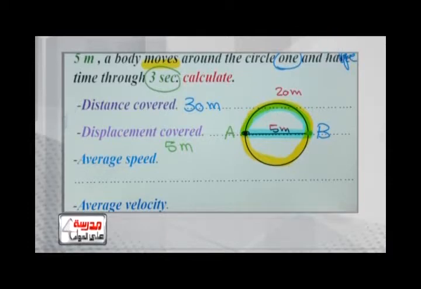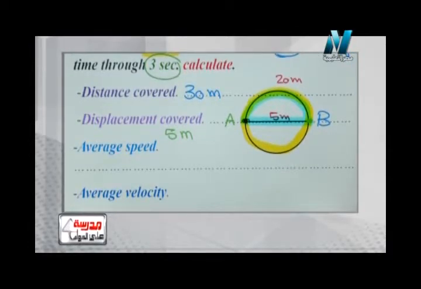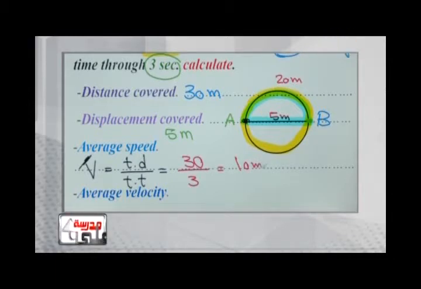Here we need to calculate the average speed. Average speed equals total distance over total time. Average speed V dash equals total distance covered over total time taken. The T here at the beginning means total. So total distance equals 30 meters over total time 3 seconds equals 10 meter per second.